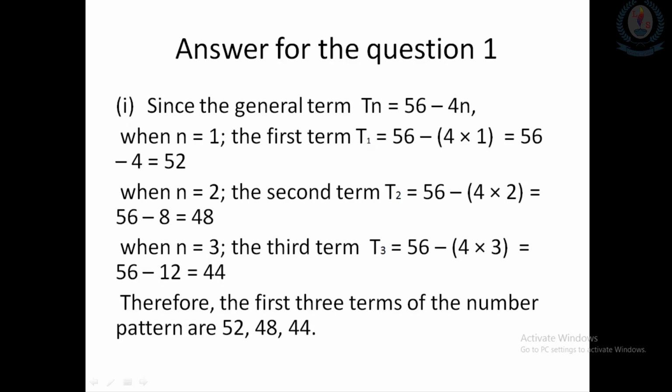Answer for question number 1. Since the general term Tn equals 56 minus 4n, if you want to find the first term, n is 1. So T1 equals 56 minus 4 into 1, 56 minus 4 is 52. When n equals 2, the second term T2 equals 56 minus 4 into 2 equals 56 minus 8 equals 48. When n equals 3, the third term T3 equals 56 minus 4 into 3, 56 minus 12 equals 44. Therefore, the first three terms of the number pattern are 52, 48 and 44.